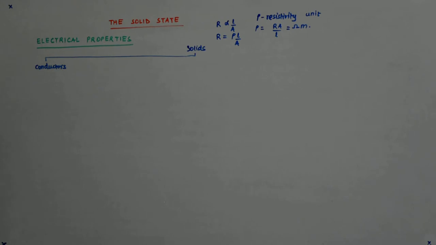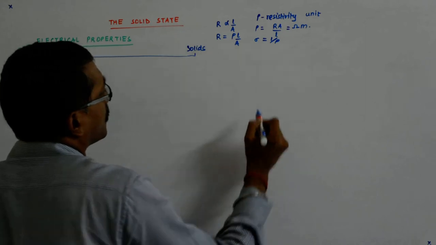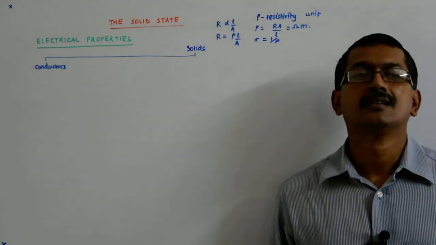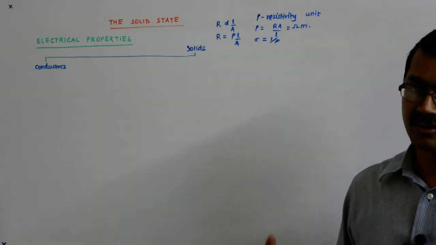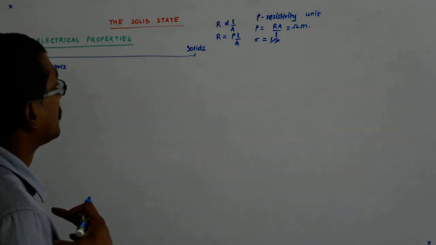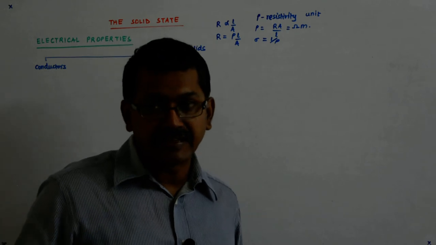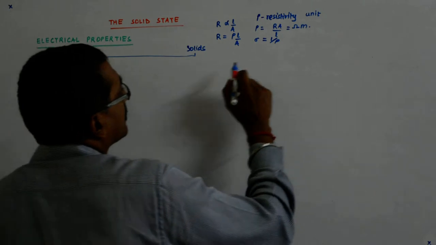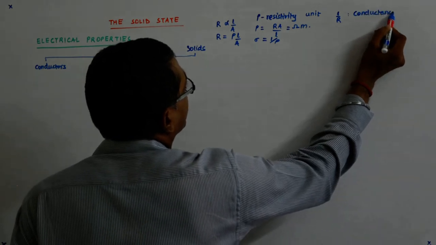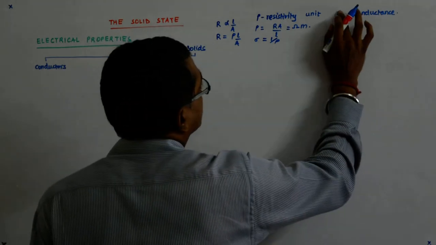Now we define the conductivity sigma as 1 upon rho. The reciprocal of the resistivity is conductivity. The reciprocal of resistance is conductance. The reciprocal of reluctance is admittance. So they're rhymings. Many times I see children confusing between 1 upon R, that is conductance, and conductivity. They are two different things. 1 upon R is conductance. The reciprocal of the resistance is actually conductance.